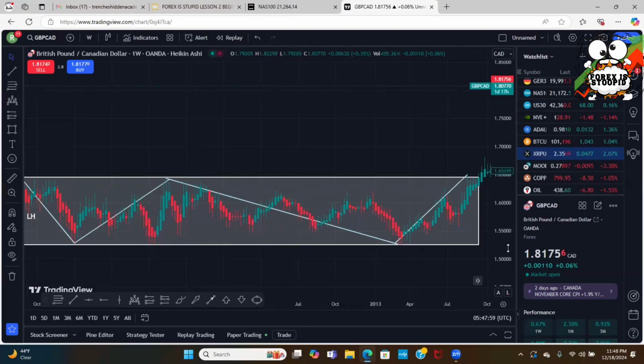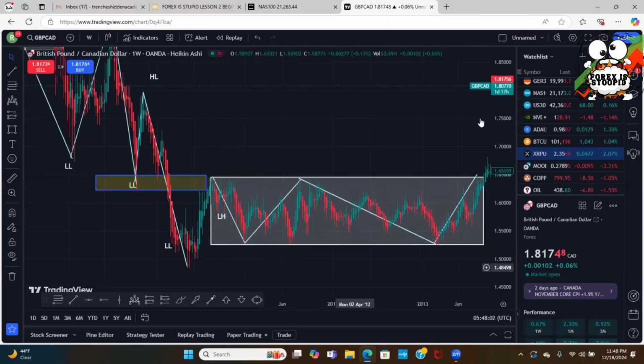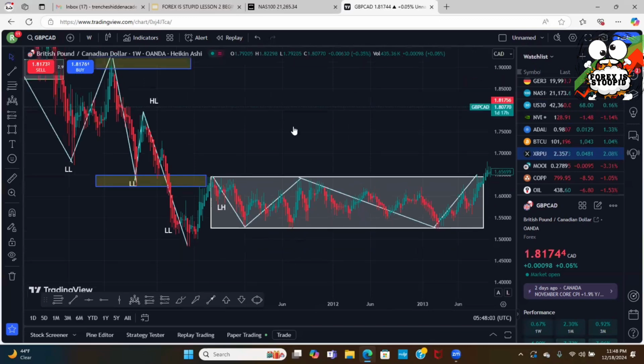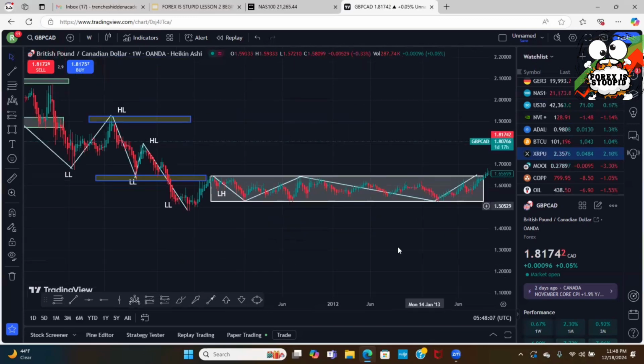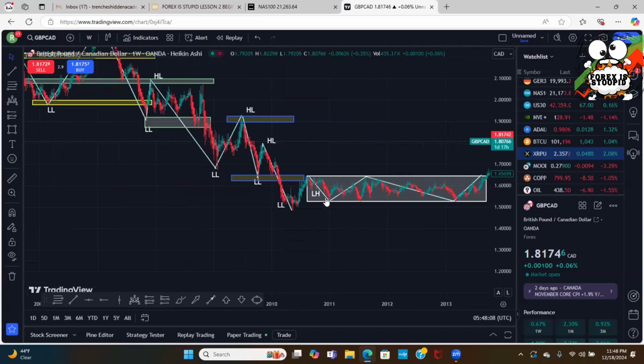So this is what a range is gonna look like. 9 times out of 10 it's found either at the top of the trend or the bottom of the trend, but don't get confused with that. The range is literally price not knowing where it's going.